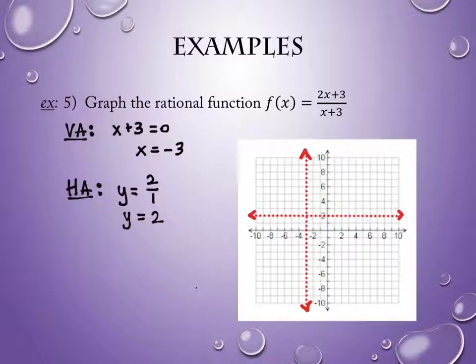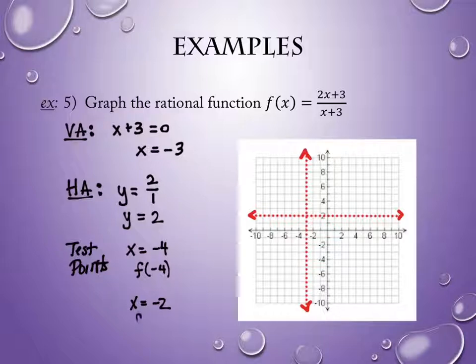So I'm going to test points at x equals negative 4 and x equals negative 2. And as I do that, I'm going to plug them back into the function. I want to know the y value. So I want to know what is f of negative 4, and in a moment, what is f of negative 2. Now, this one's got more x's to plug into, so it takes a little bit more work. I have 2 times negative 4 plus 3 over negative 4 plus 3.